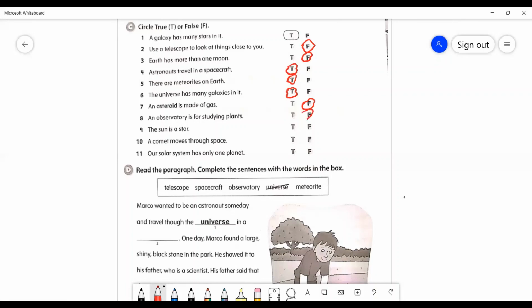Number 9: The sun is a star. This statement is true, so I will circle T. Number 10: A comet moves through space. This statement is true, so I will circle T. Number 11: Our solar system has only one planet. This statement is false, so I will circle F.